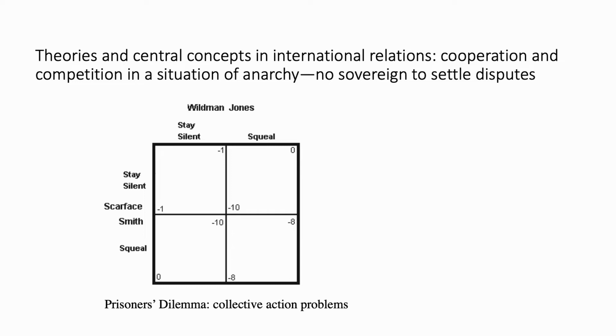But in the field of international relations, there actually isn't a sovereign. Now, you might say the United Nations. Well, the UN is not a world government. It can't settle disputes. So the question then becomes, and this is what IR is about: what theories do we need to understand how nations relate to each other, given that there's no sovereign?